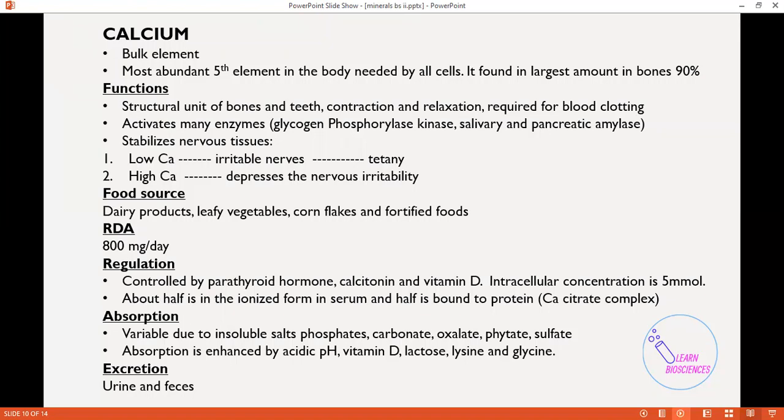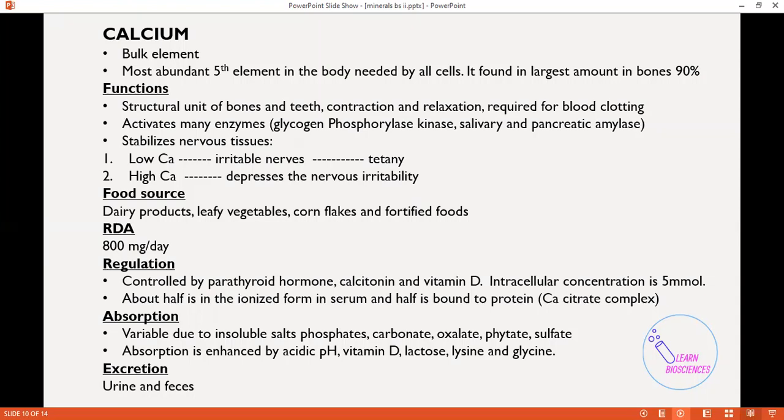Food sources are dairy products, vegetables, cornflakes, and fortified foods. RDA is 800 to 1200 milligrams per day. Regulation is controlled by parathyroid hormone. You all know the butterfly-shaped gland behind your thyroid; the parathyroid hormone releases calcitonin and vitamin D.